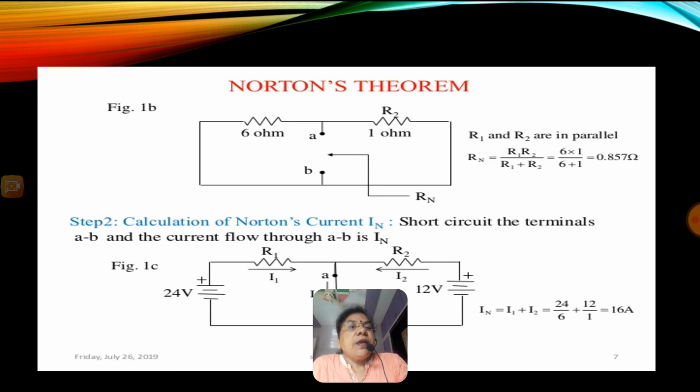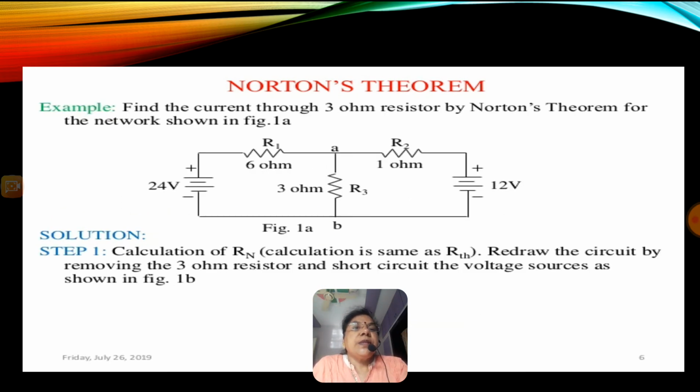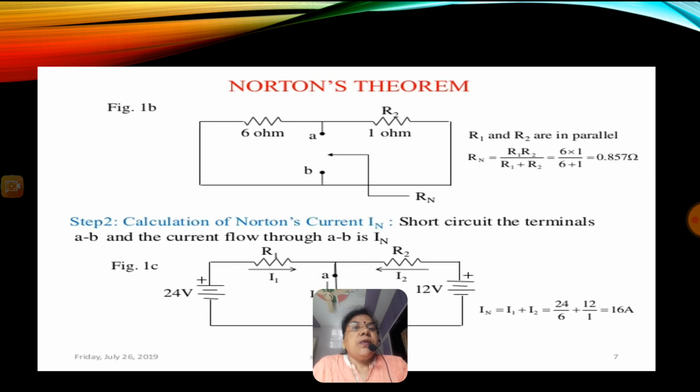For that purpose, consider the previous circuit, the first one, the main circuit. Now short circuit the terminals A and B, that is the resistance R3, 3 ohm resistor, and the current flowing through AB is IN. Now through this short circuit, I will find out the current flowing. The 12 volt and 24 volt are the two batteries connected in the circuit, and R1, R2, 6 ohm and 1 ohm are there. Only the 3 ohm is replaced by the short circuit.